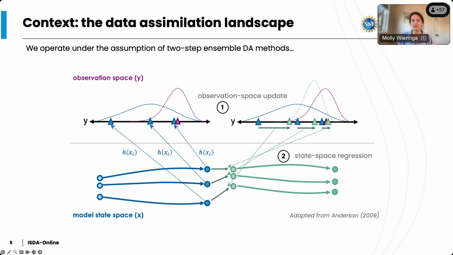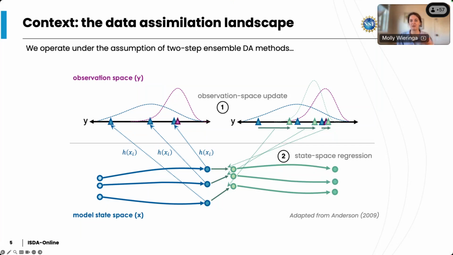So hopefully we're all on the same page that this is the framework that we're going to use. We're motivated to use it because it allows for a pretty tidy formulation of the ensemble DA problem, and it allows us to examine in detail features that are related to both the observation updates and the state updates independently.